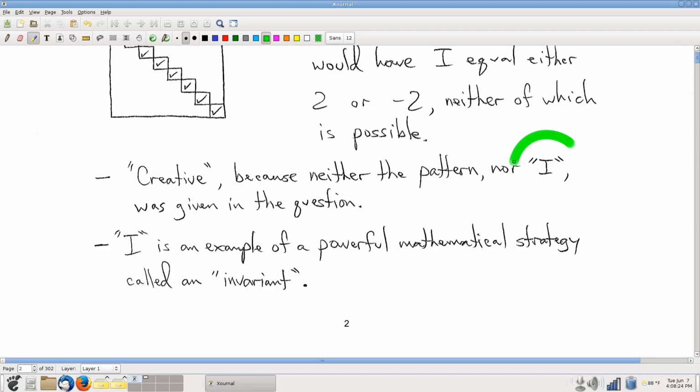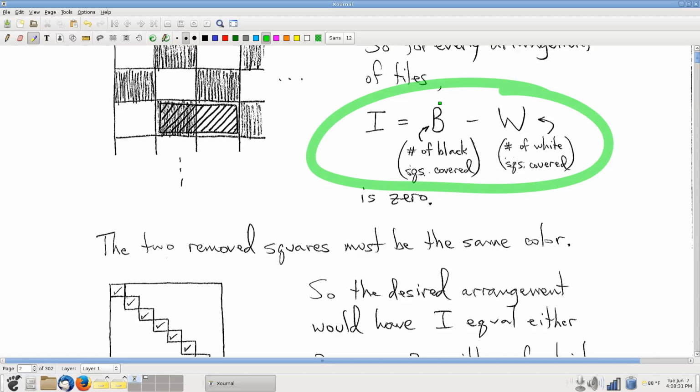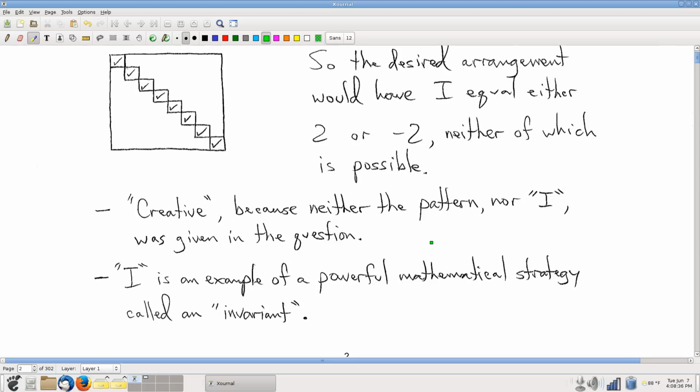Likewise, we created this number I, right, this formula here, B minus W. We made that up. That was not given in the statement of the question. So this is very literally a creative solution to the problem. And I think it's important that students understand that this is very much how math works. Math is full of creativity. We create different kinds of structures depending on the nature of the problem. We come up with structures that are appropriate to the problem that help us solve the problem.